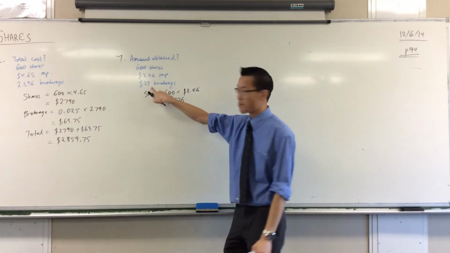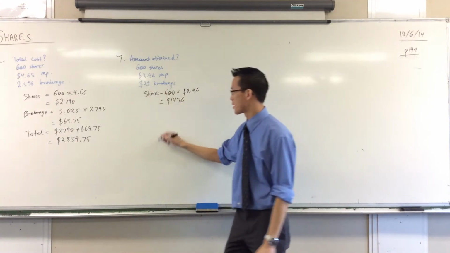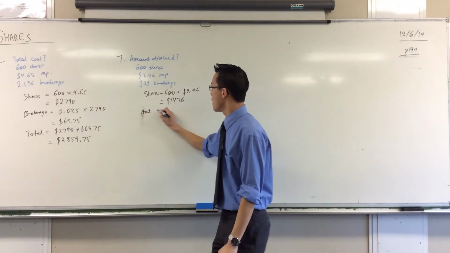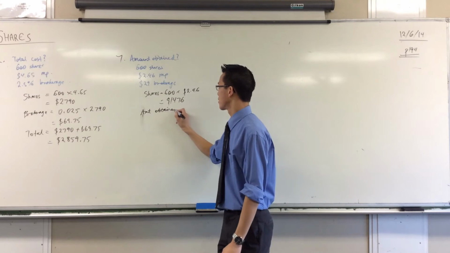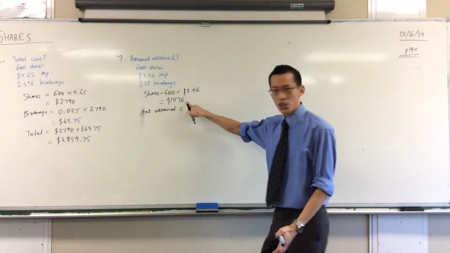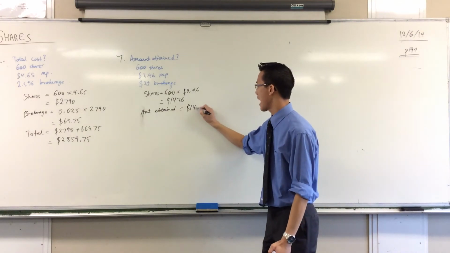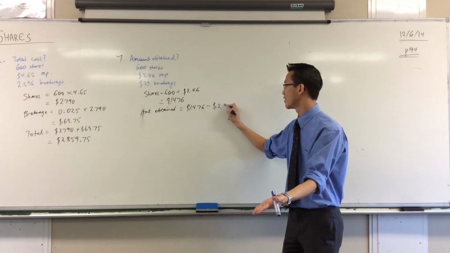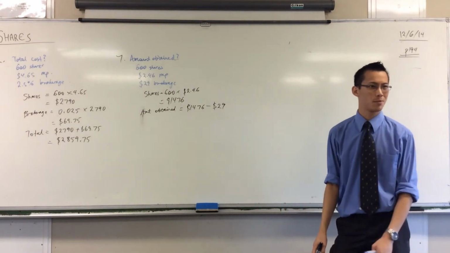But the broker takes their cut, don't they? Right? So when I write here, or I should say rather than total, when I write amount obtained, I'm not adding these together. You get this, that gets handed to you, but then you have to pay the broker. So you don't get all of it. You lose that $29, okay?